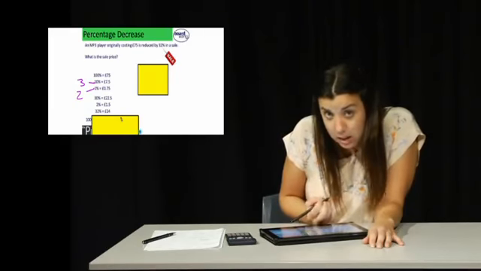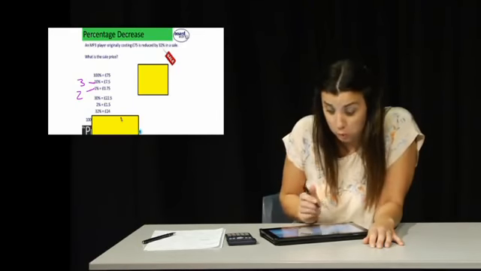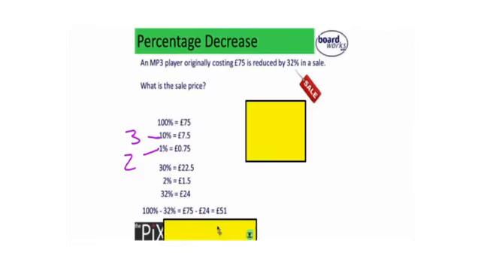So my value at the end is going to be less than the original price. It's a percentage decrease. So £75, take away £24, leaves us with £51.